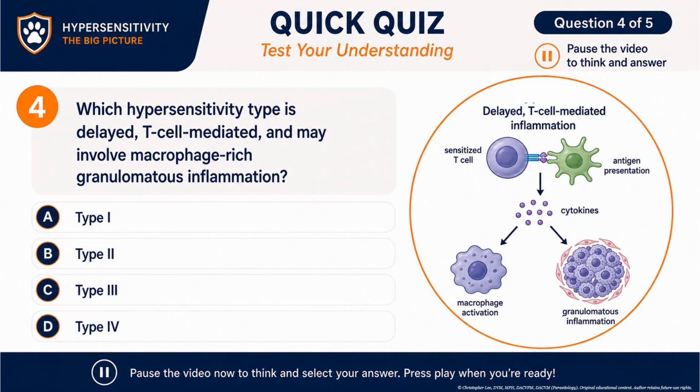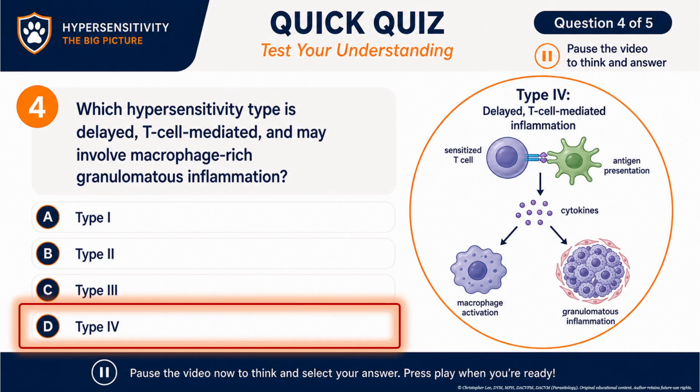Question 4. Which hypersensitivity type is delayed, T-cell mediated, and may involve macrophage-rich granulomatous inflammation? What are your thoughts? The answer is type 4 hypersensitivity. Type 4 is delayed and cell-mediated. It's driven by sensitized T cells, cytokines, macrophage activation, and sometimes cytotoxic T cell injury. Remember the poison ivy example: delayed rash, T cell involvement, and contact dermatitis.